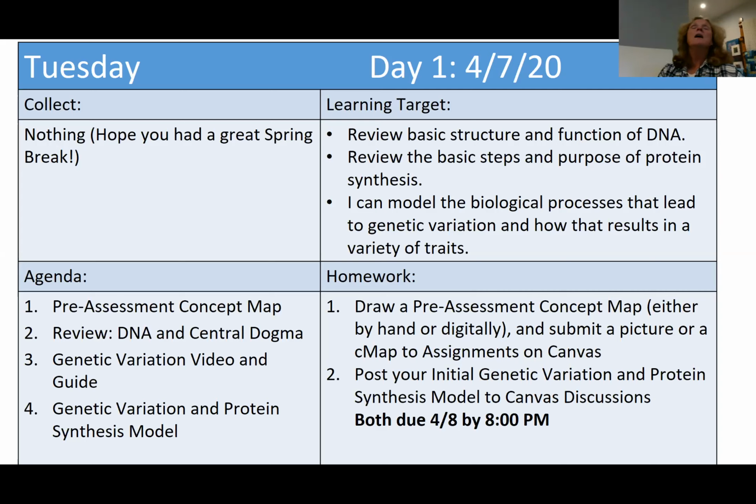You'll see here, the first two learning targets are things that you really have already done. That's why we're basically just saying review. And that is that you understand the basic structure and function of DNA. This is so incredibly important. And that we're also going to review the basic steps and purpose of protein synthesis, better known as central dogma, okay? The third component is I can model the biological processes that lead to genetic variation and how that results in a variety of traits.